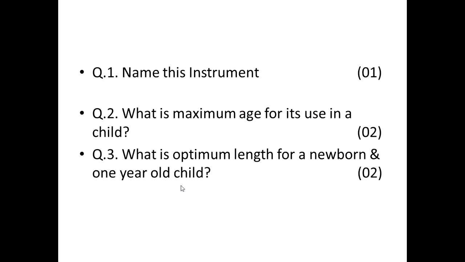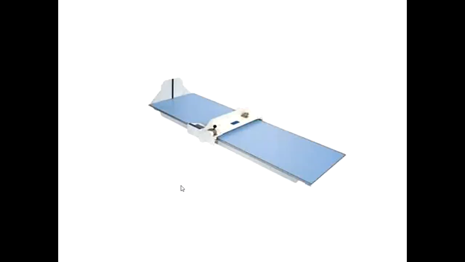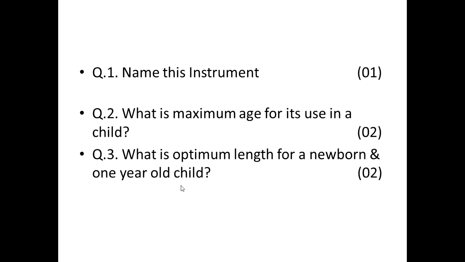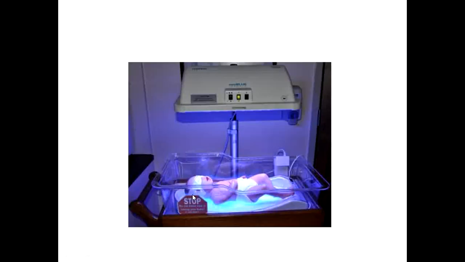This is the Infantometer. Maximum age for use is up to 2 years. So under 2 years of age we can use the Infantometer. What is the optimum length for newborn? Of newborn, optimum length is around 50 centimeter, and 1 year old child 75 centimeter.